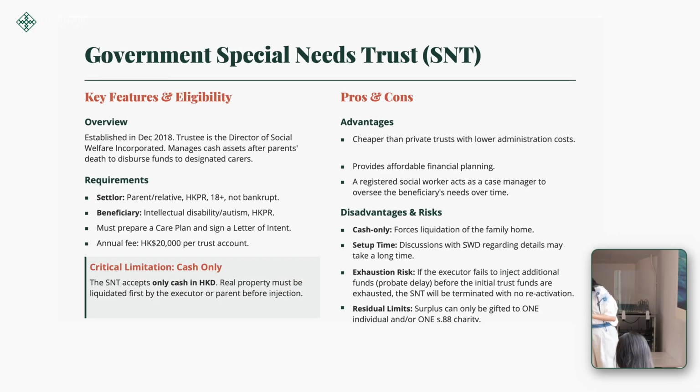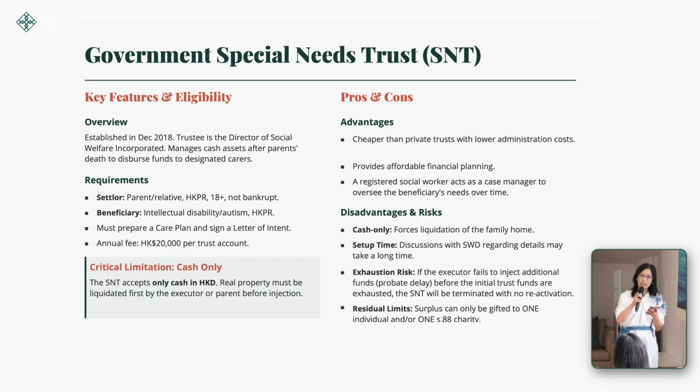Yeah. So this one, the Government Special Needs Trust. I think some of you may have asked about it earlier, so I can briefly talk about it. It was established in December 2018 with the Director of Social Welfare Incorporated as the trustee. The SNT was designated for families after the parents' death. Actually, they manage the cash assets and disburse funds to the designated carer in line with the care plans.